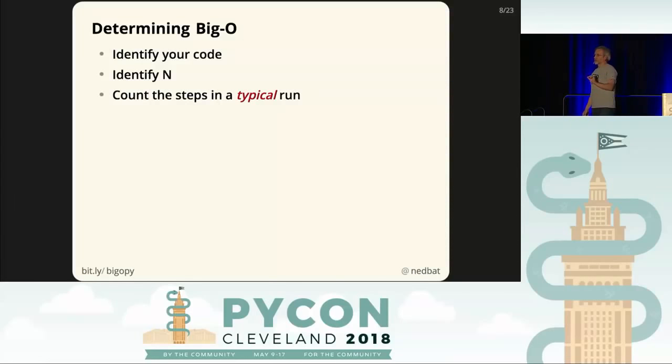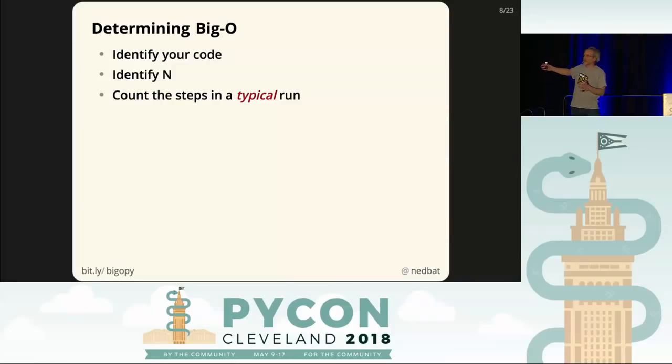And then here's where the real work comes in. You're going to think about that code running, and you're going to figure out how many steps there are in the code in a typical run. Now, let me tell you what I mean by typical first. There's two meanings of typical. One is, what kind of data is it going to get? In the real world, there's real-world data that you can expect, and then there's worst-case data, right?